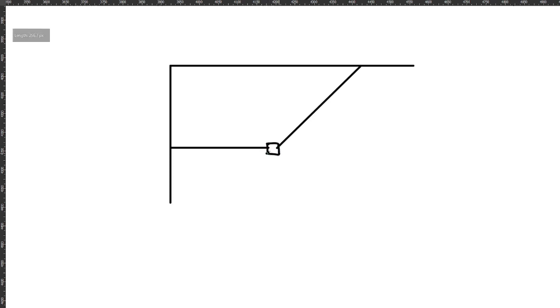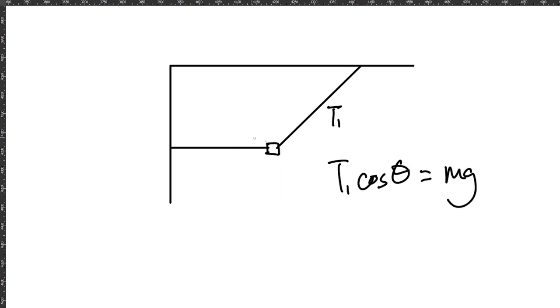And we have a box here, right? Before the string is cut, this string is at T1. If we draw a free body diagram, we can say that T1 cosine theta is going to be equal to mg, right? That means that the vertical component of the tension is equal to the gravitational force. Or not the horizontal, the vertical component.